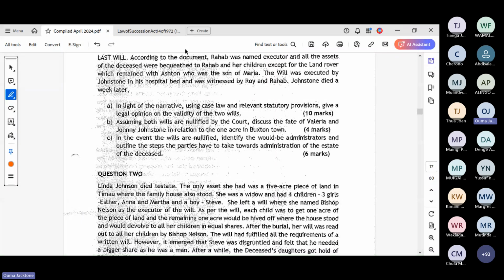No. If the testator was sane, tick. Signed and attested, tick. Kama tuko poa, thumbs up. Give me a thumbs up if you're fine.